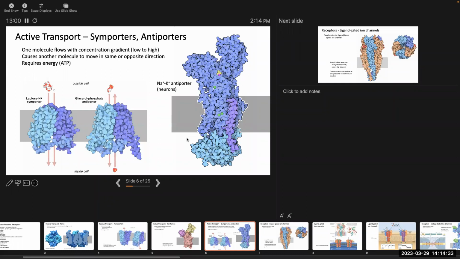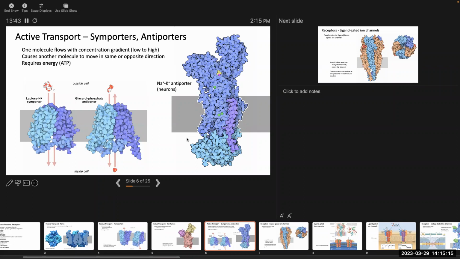Something similar is what's called an antiporter. In an antiporter, the molecule is moving two things, but it's moving one molecule in one direction while simultaneously moving a different molecule the other direction. And there's an example of that here called the glycerol phosphate antiporter. So it's moving a molecule of glycerol. Actually, it looks from the picture like glycerol phosphate moving one direction, whereas there's a phosphate group moving the opposite direction.